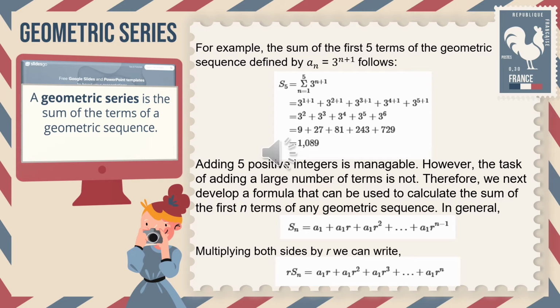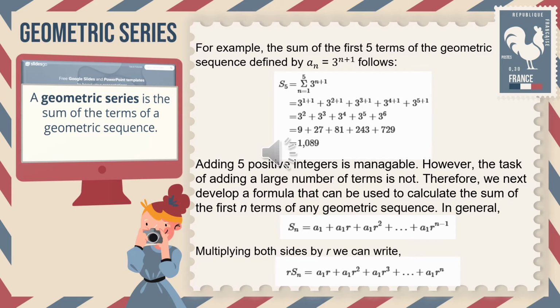3 to the power of n plus 1, is 3 to the power of 1 plus 1, plus 3 to the power of 2 plus 1, plus 3 to the power of 3 plus 1, plus 3 to the power of 4 plus 1, plus 3 to the power of 5 plus 1, is 3 squared plus 3 cubed plus 3 to the power of 4 plus 3 to the power of 5 plus 3 to the power of 6, is 9 plus 27 plus 81 plus 243 plus 729 is 1089.